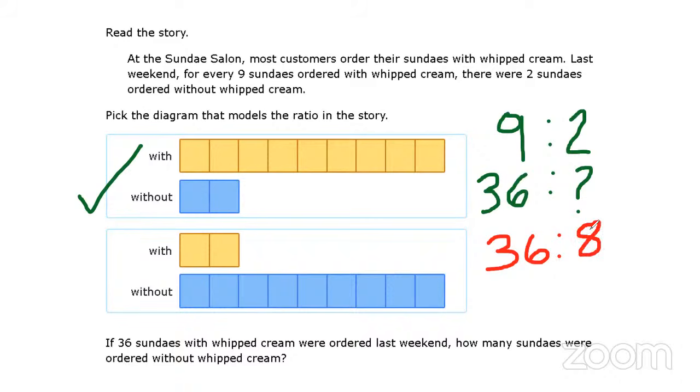Very good. So the first thing we need to do here is see how many equal groups of 9 we can get from 36. Then we can multiply each of those equal groups by the number of Sundays we have without whipped cream, and that will give us the total. So 36 divided by 9 is 4, and 4 times 2 is 8. And so we now know that there are 8 Sundays ordered without whipped cream.